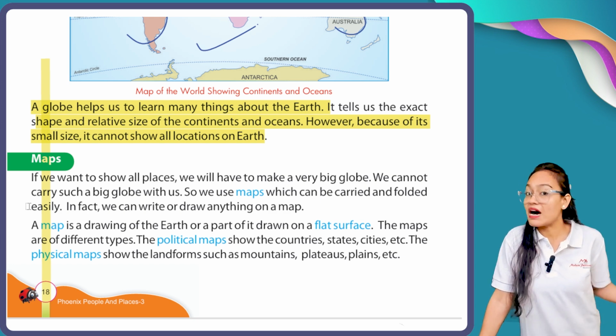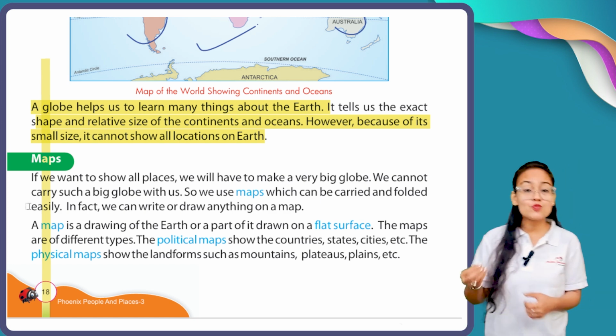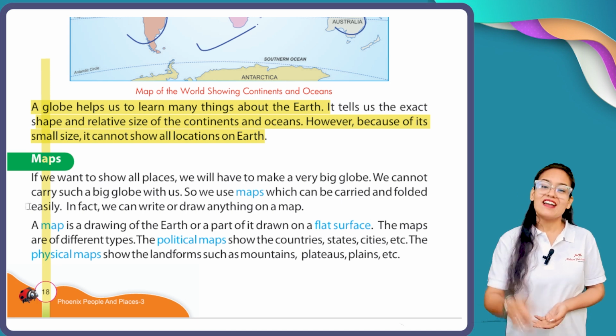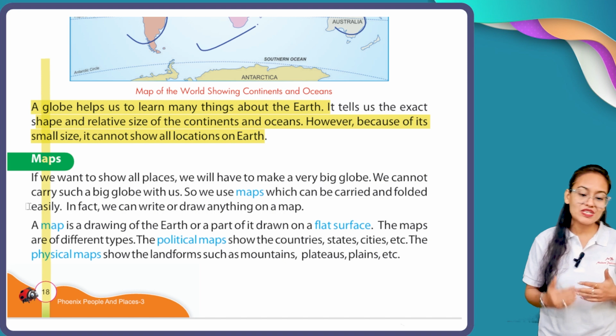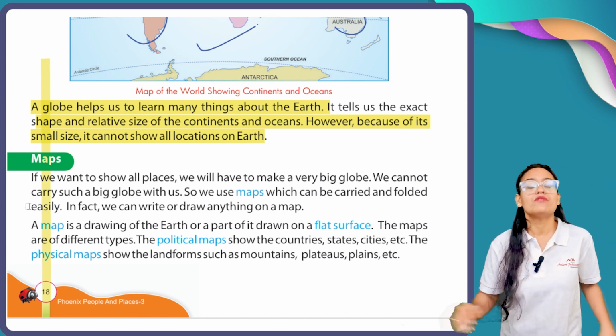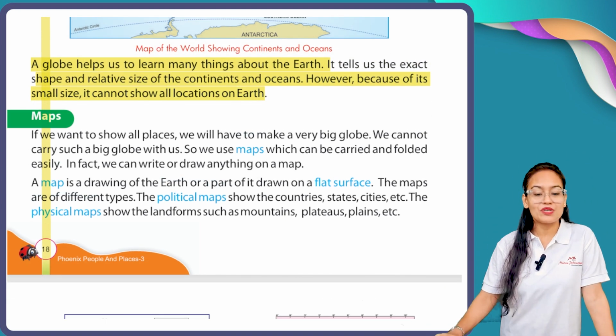Then how are we going to get smaller details about our planet Earth? Here comes the concept of maps. After the globe, we take help of maps. Now, what is the meaning of maps? Let's see. If we want to show all places, we will have to make a big globe.